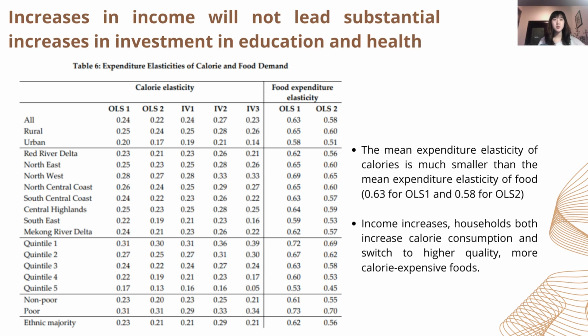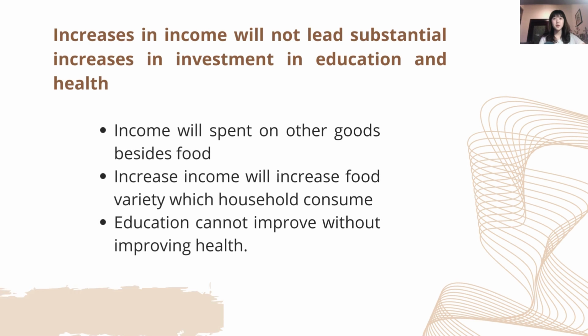Besides, increased income often does not lead to a substantial increase in investment in children's education and health. From this chart, through 0.63 for OS1 and 0.58 for OS2, the mean expenditure elasticity of calories is much smaller than the mean expenditure elasticity of food. The difference reflects a shift from calorie-cheap food, such as rice and other curries, to more calorie-expensive food. Thus, when income increased, households both increased calorie consumption and switched to higher quality and more calorie-expensive food. Therefore, improving health and education by increasing income is not sufficient, because income will be spent on other goods besides food.